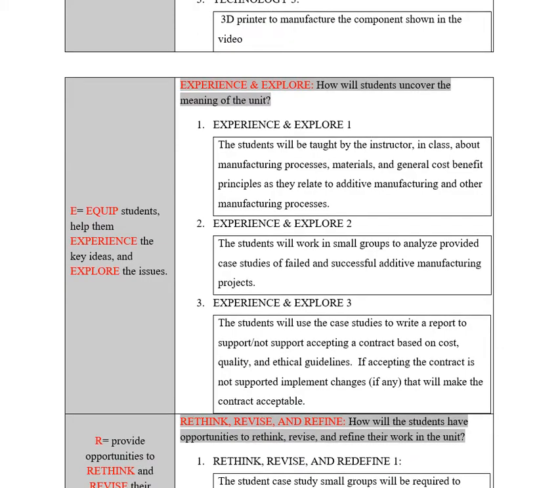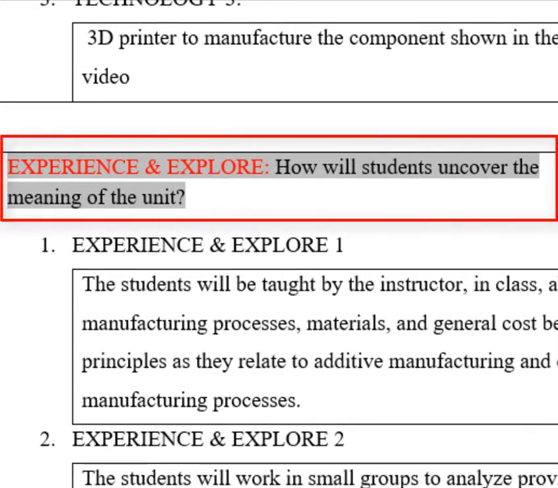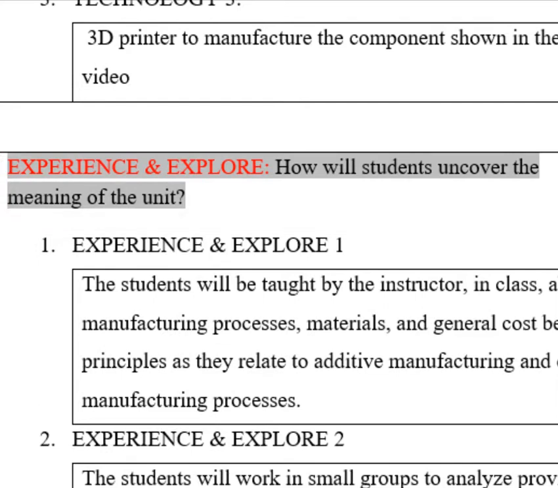All right, experience and explore. This is the E part of the WHERETO. Experience and explore. How will students uncover the meaning of the unit? Remember, this is all going to be aligned. You're going to be taking stuff from Stage 1 and Stage 2 to align this.